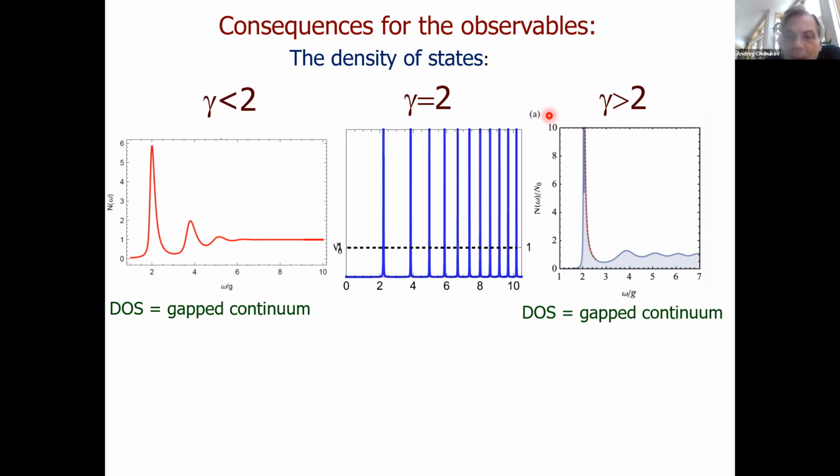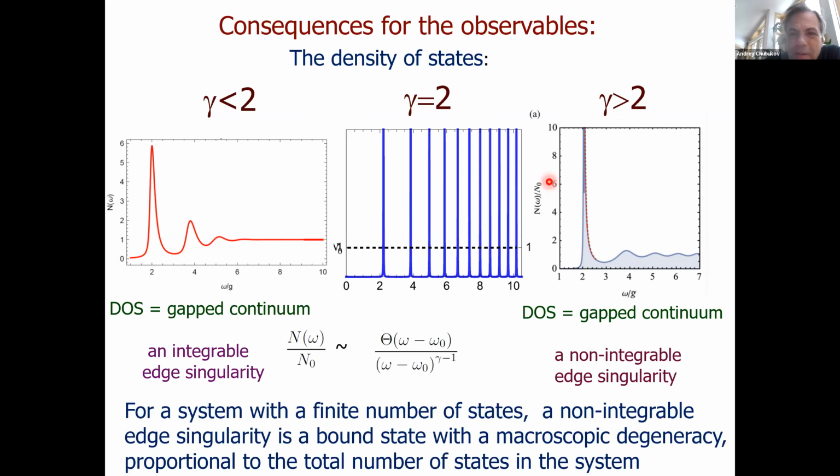But if you look at the total spectral weight in this peak, in this edge mode, you find out that as gamma approaches 2, you start building up these bound states one by one. And then when gamma is larger than 2, the spectral weight from all these delta functional peaks goes into the lowest one. As a result, you get an edge singularity, meaning in practice that you develop a bound state with degeneracy proportional to the number of states in the system. So it's like Bose-Einstein condensation, if you like. There is a macroscopic number of states here.